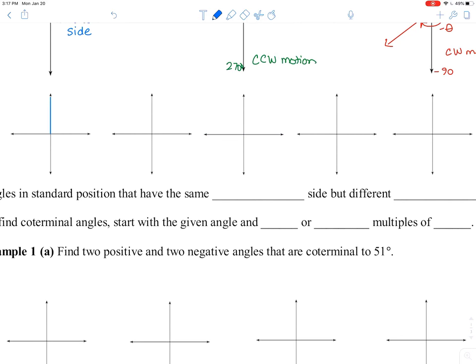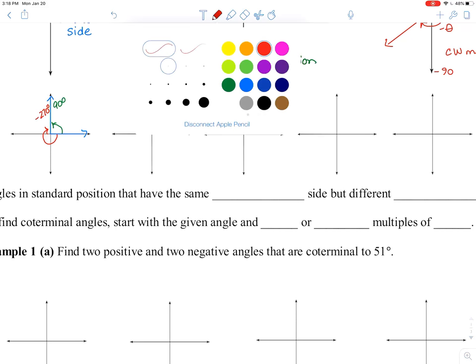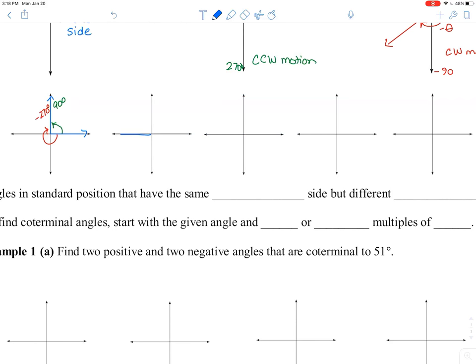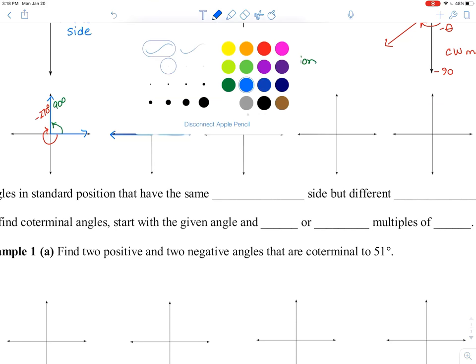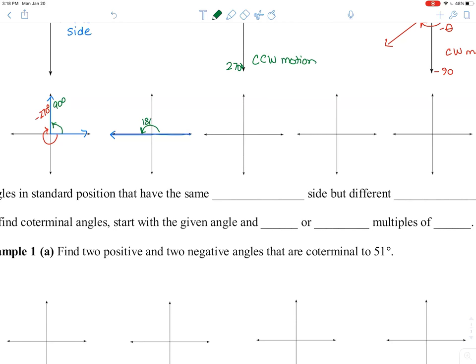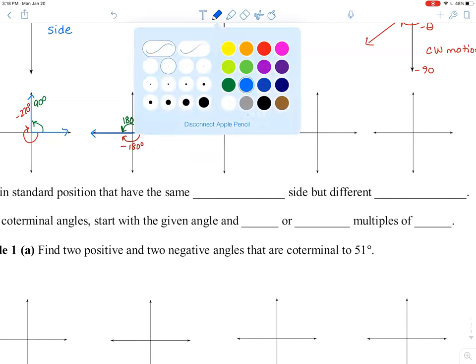If I were to put a terminating side here in standard position, this is considered a 90 degree rotation. And if I go in a negative manner, the arrow is what indicates if it's a positive or negative angle. That's negative 270 degrees. I think that makes sense. Let's go to the terminating side being in this position. This is considered 180 degrees. Or if I rotate in the downward direction from 0 degrees, that's a negative 180 degree rotation.